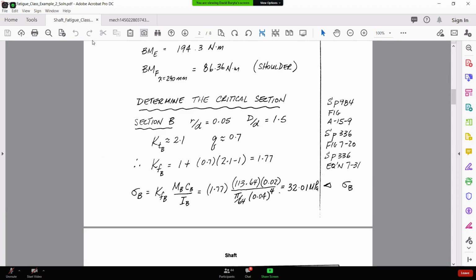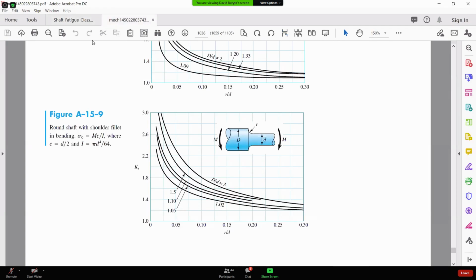Once I have that information, I go to the back of the book, right? And for bending, I go from my r over d ratio up until I hit the 1.5, which is about here. So when you come across here, I said that that was 2.1. Does that make sense?